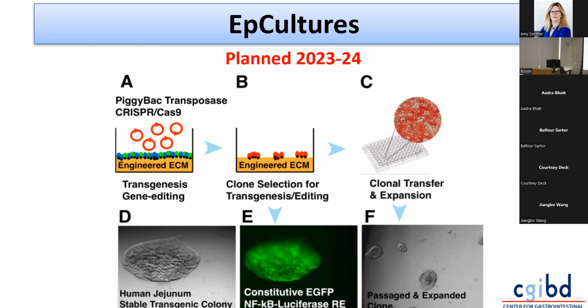And here's just an example where we took a colony of human jejunum stem cells, and we introduced a constitutive GFP that has basically an NF-kappa B luciferase responsive element in it. So we can look at the response of inflammatory stimuli through NF-kappa B in these human stem cells. Or we can differentiate those cells into, for instance, absorptive enterocytes or goblet cells or some other secretory lineage, and we can assess how the inflammatory stimuli impact those particular lineages.